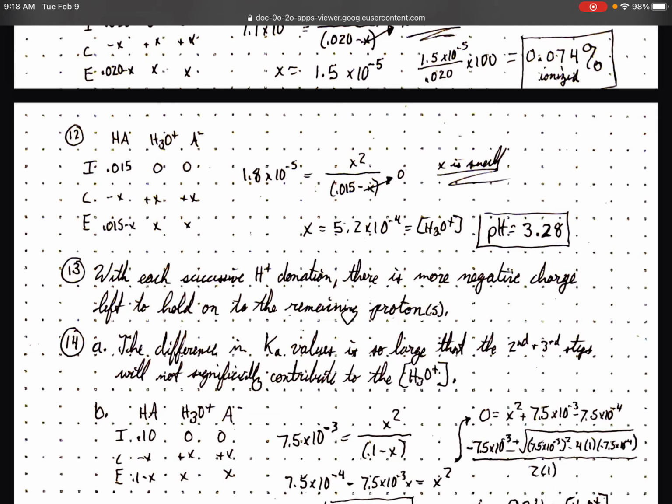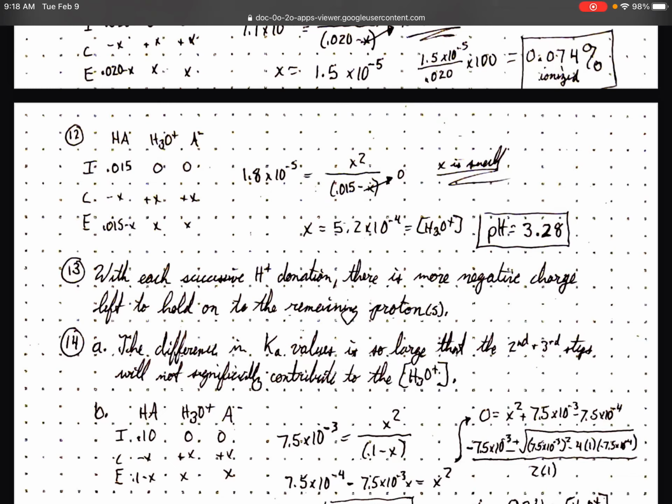Number 13, the reason why the first proton is always the strongest is because as you lose a proton, you're left with more and more negative charge. So for instance, with phosphoric acid, you have H3PO4. Well, when you get H2PO4, you still have the minus 3 on the PO4, but now you only have 2 protons. So there's more negative charge that can hold on to the last 2 protons. When you lose another one, now you have the negative 3 charge only holding on to 1 proton. So each time it's going to hold on to that proton more and more strongly.